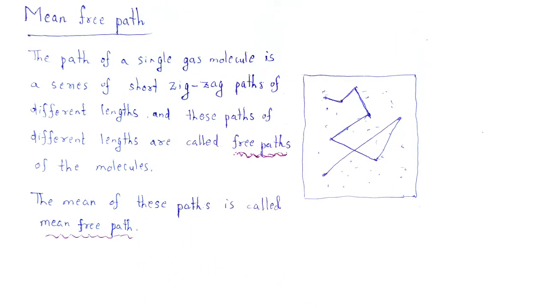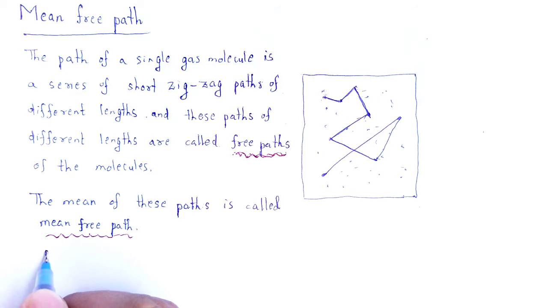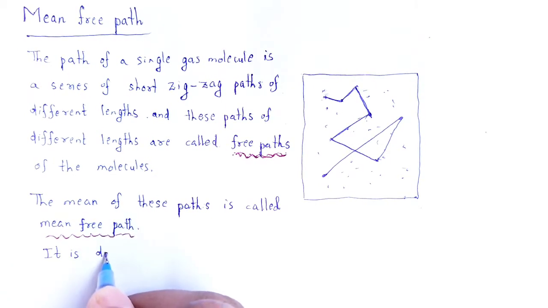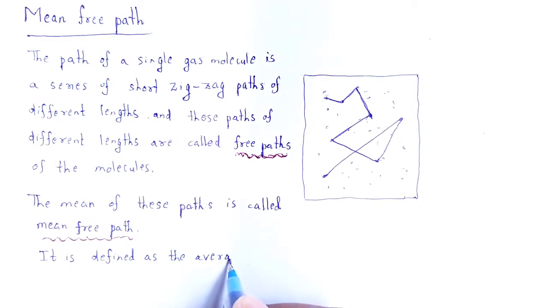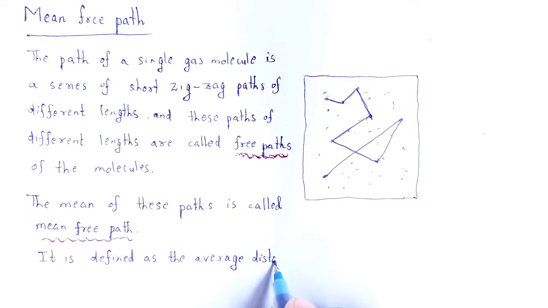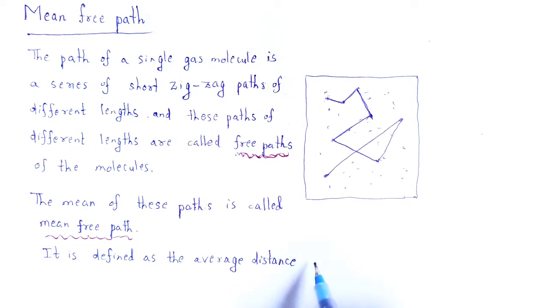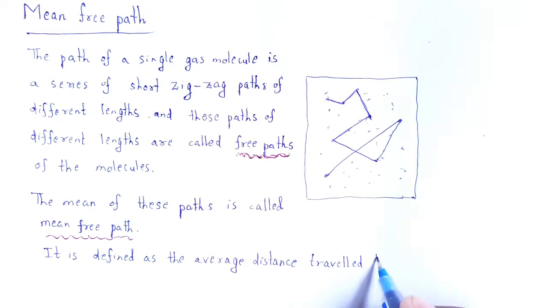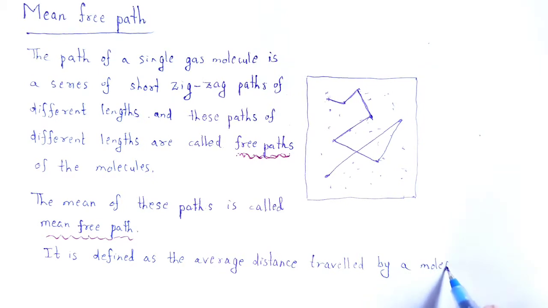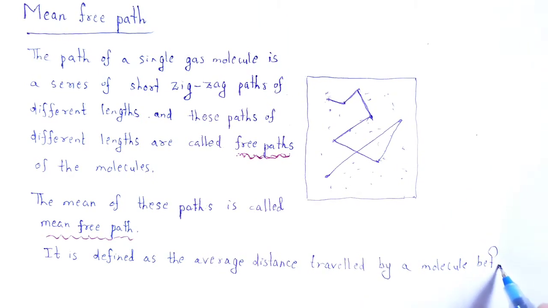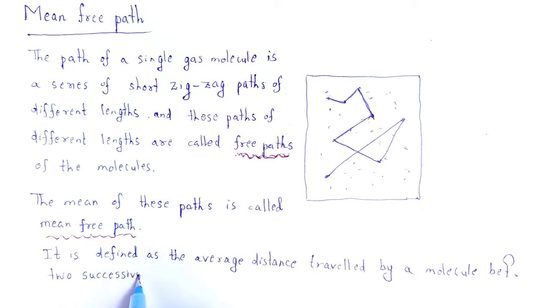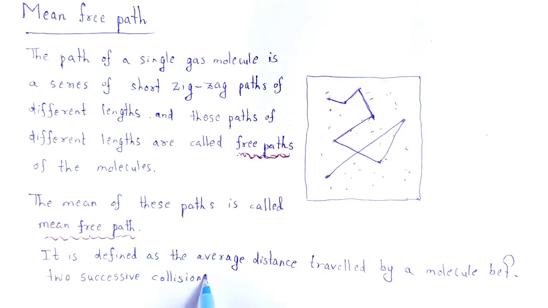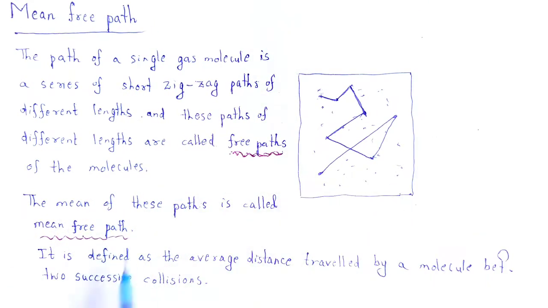Now, the mean free path is defined as the average distance travelled by a molecule between two successive collisions. This is known as the mean free path.